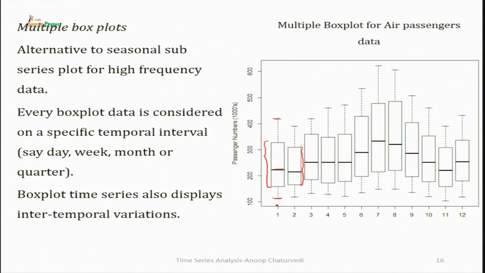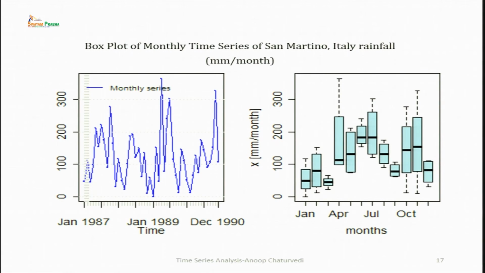Now, just by looking at the box plot, you also observe the seasonal pattern. So, you observe periodicity. And this is the box plot of monthly time series of San Martino, Italy rainfall data. So, this is the run sequence plot of rainfall data. This plot is also showing the seasonality, but the picture is not very clear.